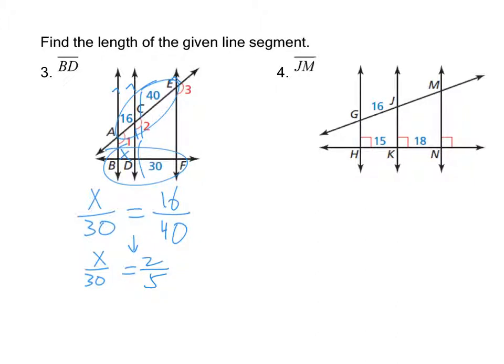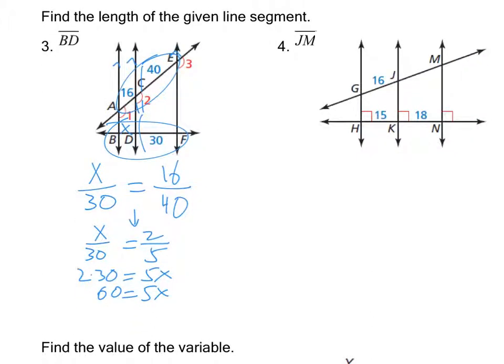So now let's cross multiply. 2 times 30 equals 5x. Well, that's 60 equals 5x. And we divide by 5, and we got 12. Ta-da! We got it. Okay?